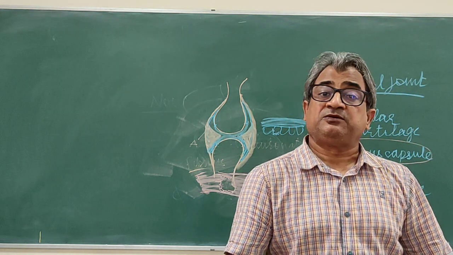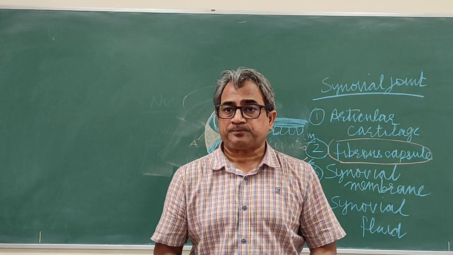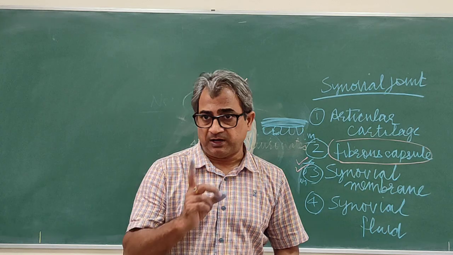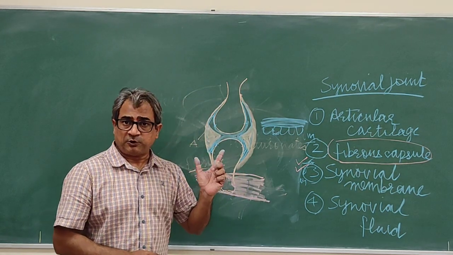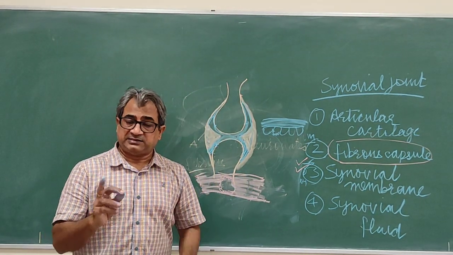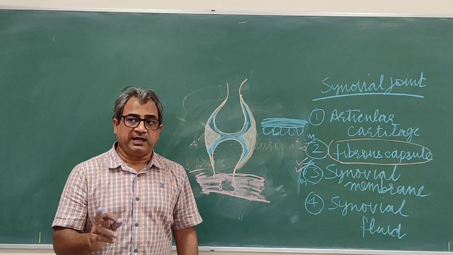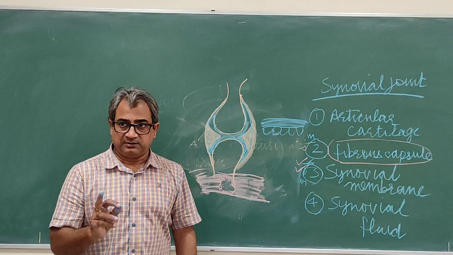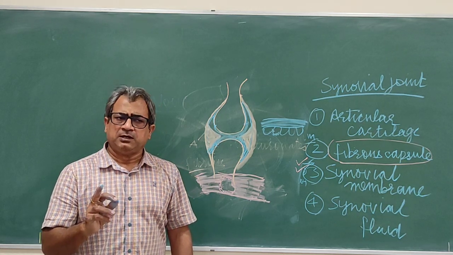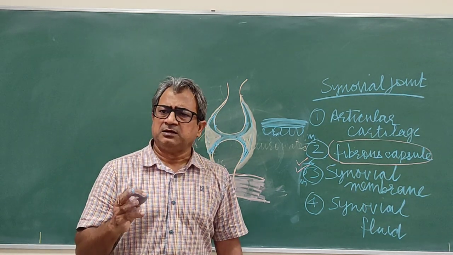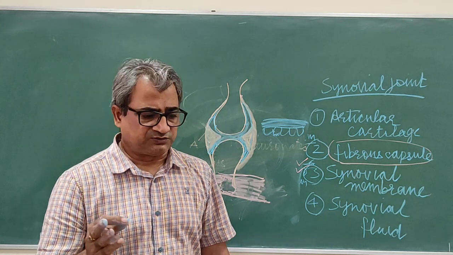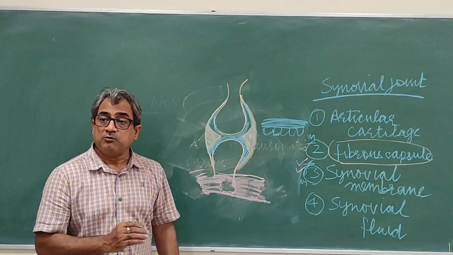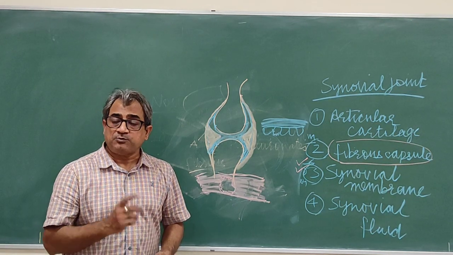Now, what are the functions of the synovial membrane? The synovial membrane has two important functions. Number one, it produces synovial fluid. As I told you, hyaluronate is one of the important ingredients of the synovial fluid, along with lubricant, mucin, and different kinds of structures. Another important function of the membrane is removal of debris. This is the more important part.